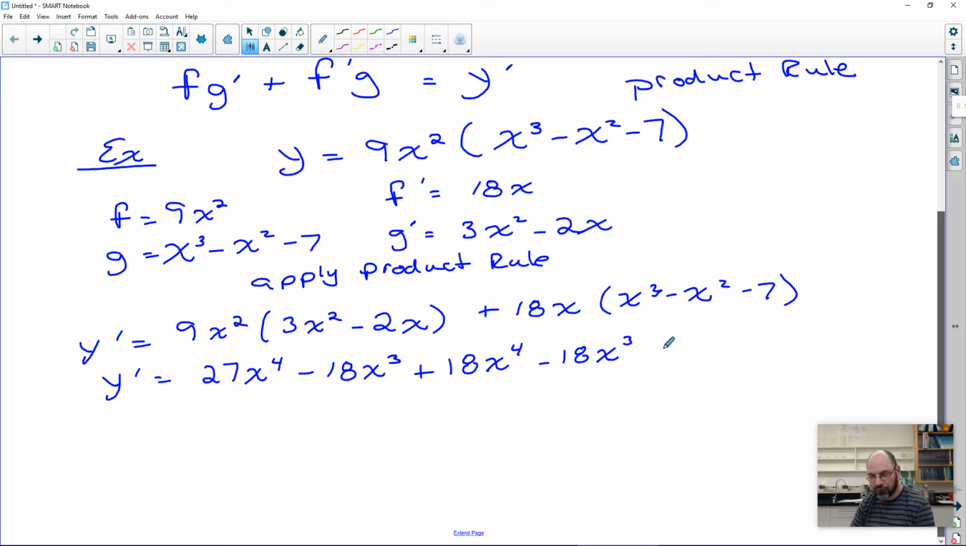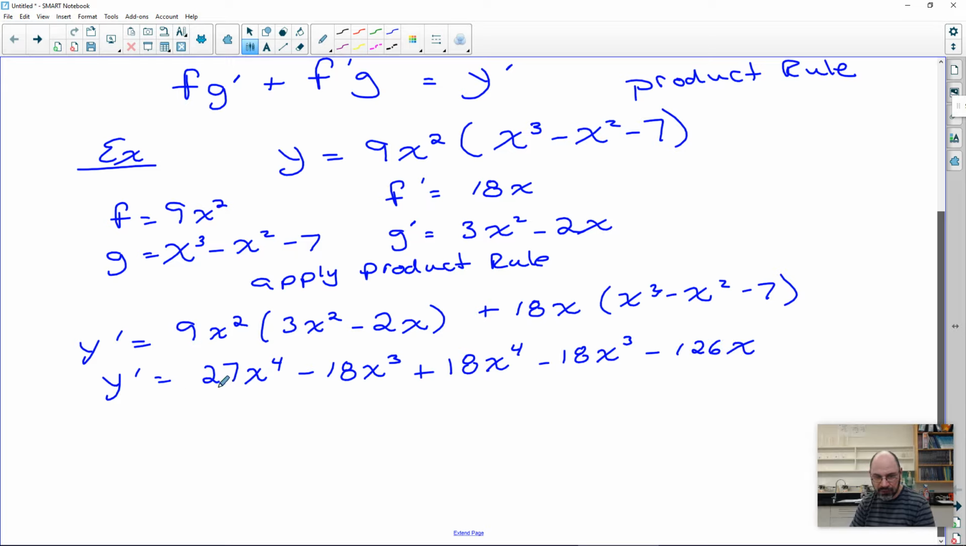And this one would be 17 times 18. What's that? 70, 56, 126 or something. 18 times 7, 126. Yep. Negative 126x.